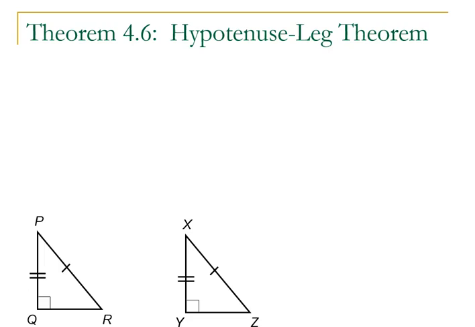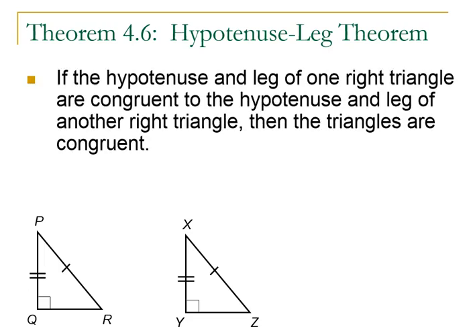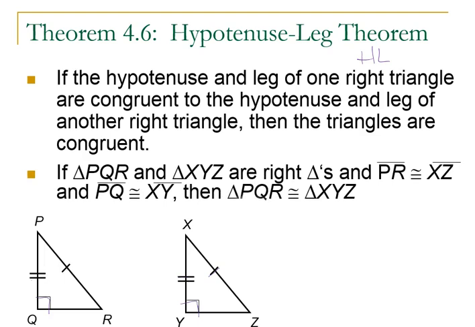All right. So the hypotenuse-leg theorem, what is it? And often we just call it the HL theorem. If the hypotenuse and leg of one right triangle are congruent to the hypotenuse and leg of another right triangle, then we know the triangles are congruent. So a longer way of stating that is just if I have these two triangles and they're both right, their two hypotenuses are congruent, their legs are congruent, then they're congruent.